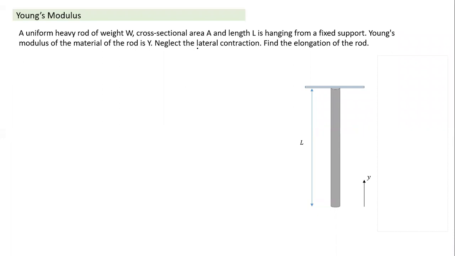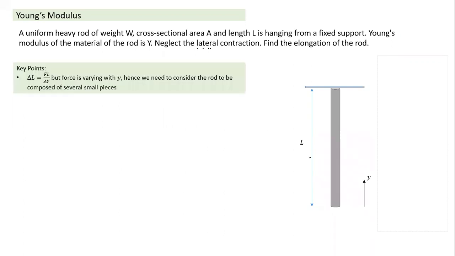Since we neglect lateral contraction, we assume the area to remain constant, because if lateral contraction is to be taken into account, area of cross section may change. You don't have to take care of lateral contraction. So what is the elongation of the rod? If a heavy rod is suspended, even a light rod also, it doesn't matter. So let's see in what way it is different from the previous case. What are the key points here?